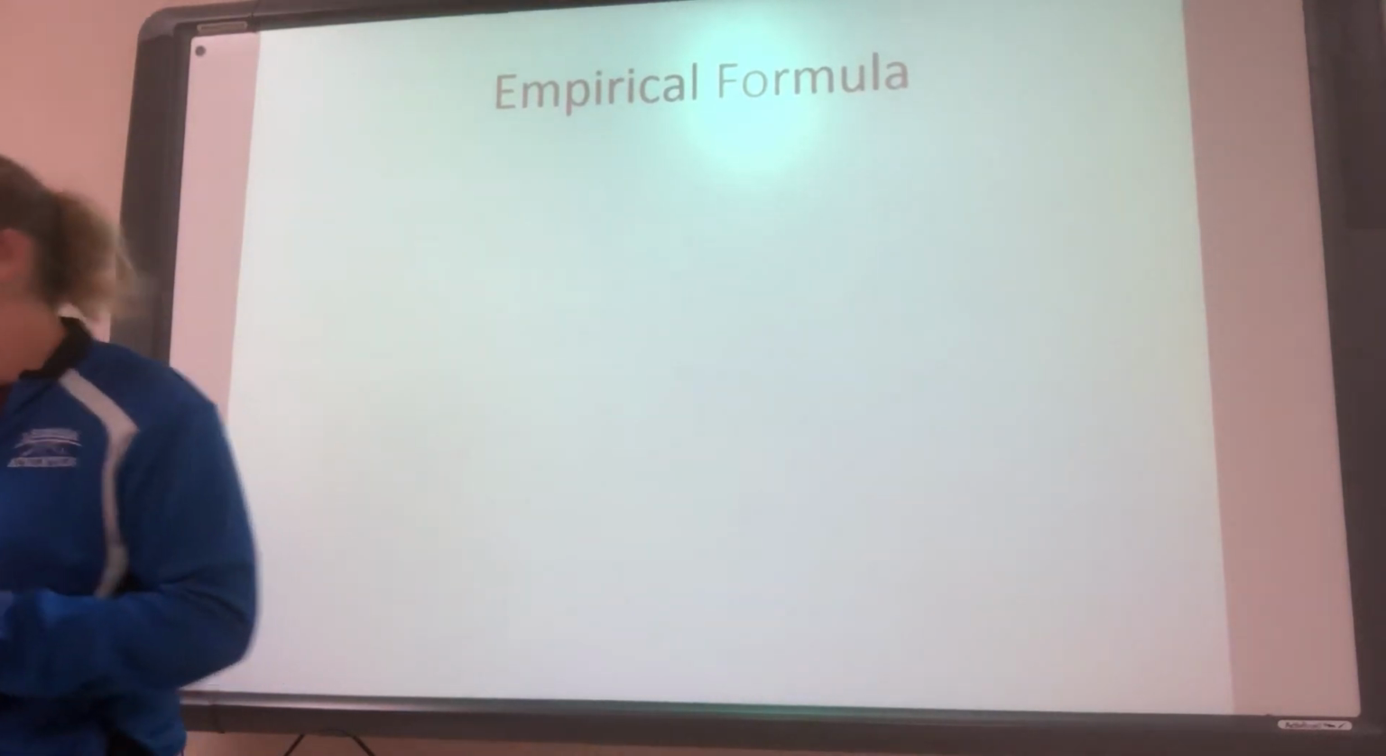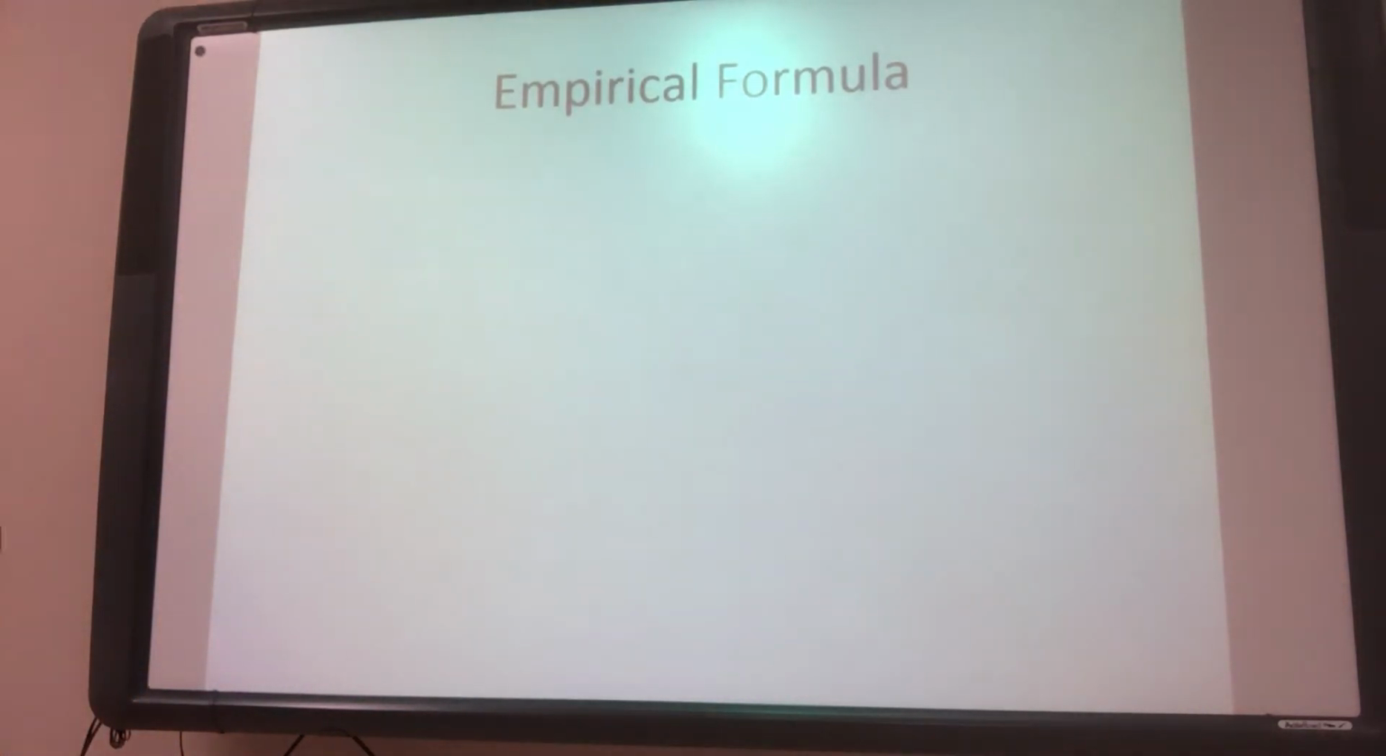So let's refresh our memories on what an empirical formula is. Remember, the empirical formula is the simplest whole number ratio of the atoms of elements in a compound. So it's that simplest whole number. This is our simplest formula, an empirical formula. So how can I find this?